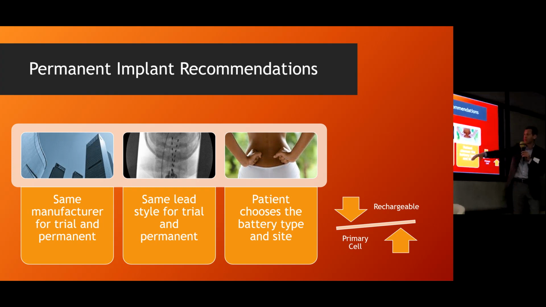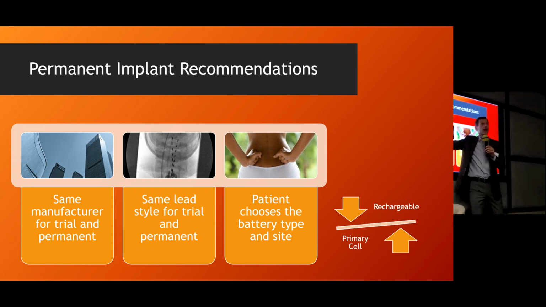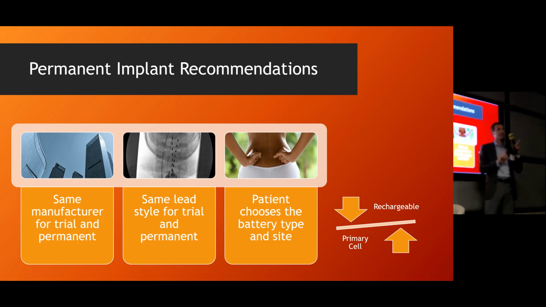So in order to get a good outcome, if somebody has a trial with one of the 5 available companies, Boston Scientific, Medtronic, Nevro now is a new one, you should do the permanent with the same company. You want to make sure that the trial that they've had for a week matches the permanent. They feel the same in both.